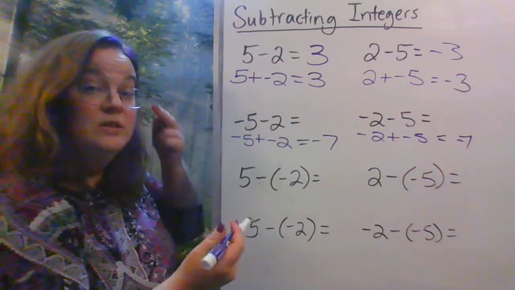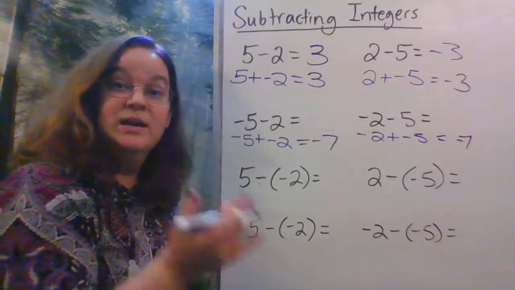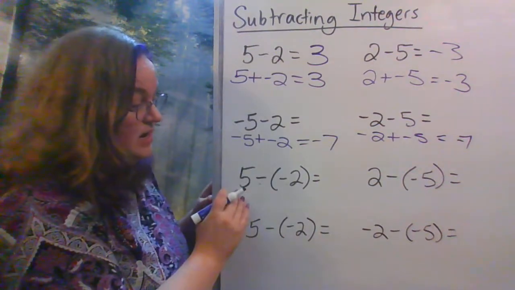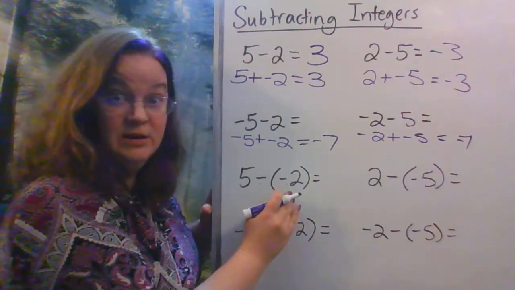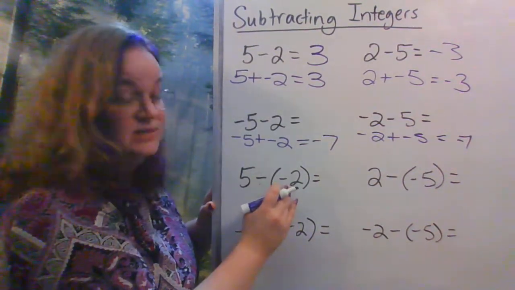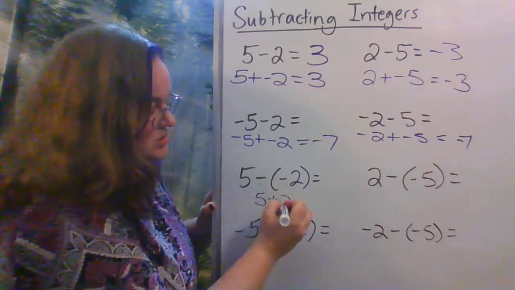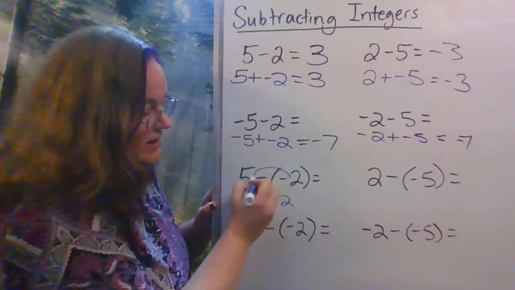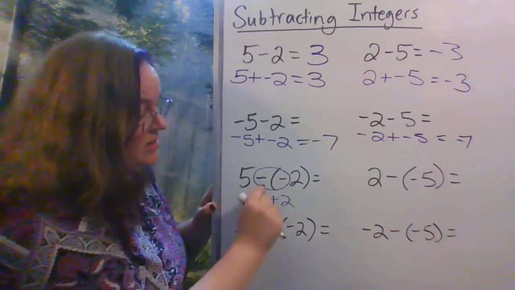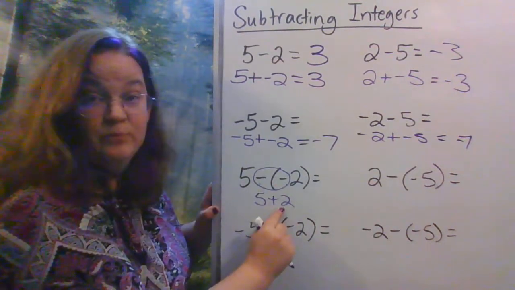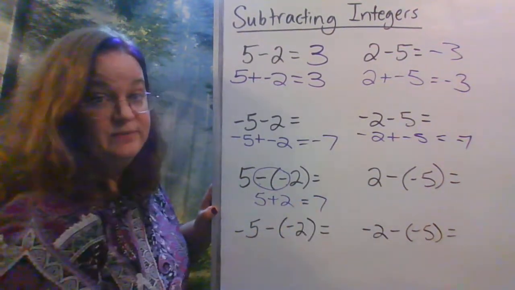Minus a negative. The way I can think about this is think about the subtraction sign as opposite. So 5, the opposite of negative 2. Well, what's the opposite of negative 2? Well, it's positive 2. So this is actually the same as just 5 plus 2. When I have two negatives next to each other, it's like the opposite of the negative, so it becomes a positive. And this is just 7.